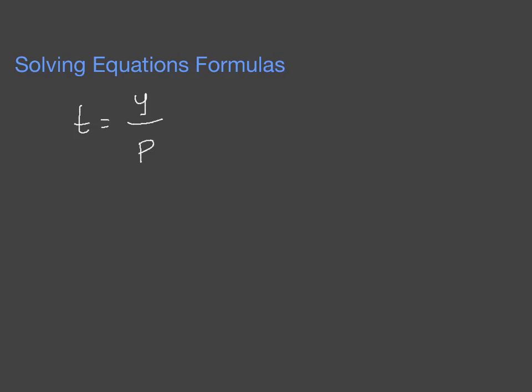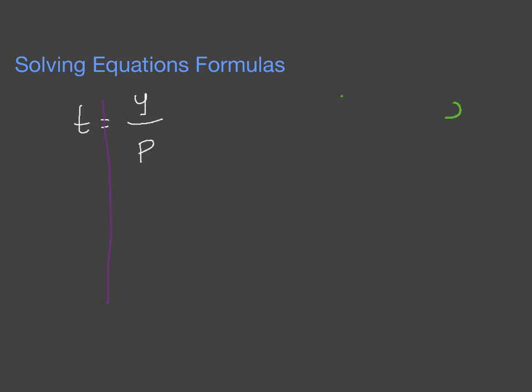In this video, we're going to use the things that we've learned from solving equations and apply that to formulas. Looking at my first equation, I have t equals y divided by p. I'm going to try and get p by itself. In order to do that, we remember that when we were doing the other equations, we had to first get rid of my bottom, or my denominator. So we're going to do the same exact thing.